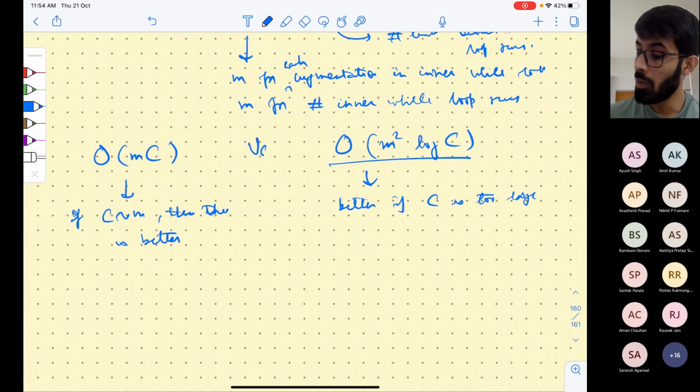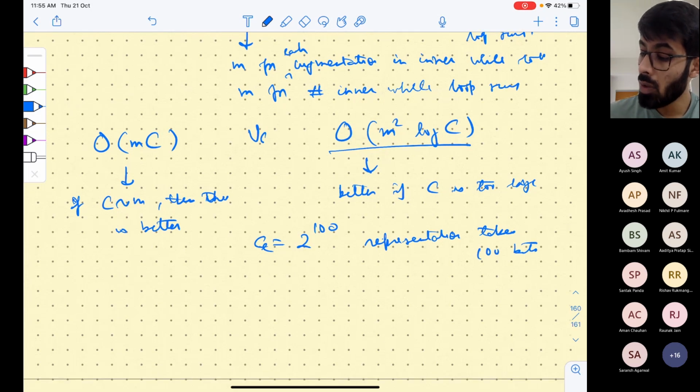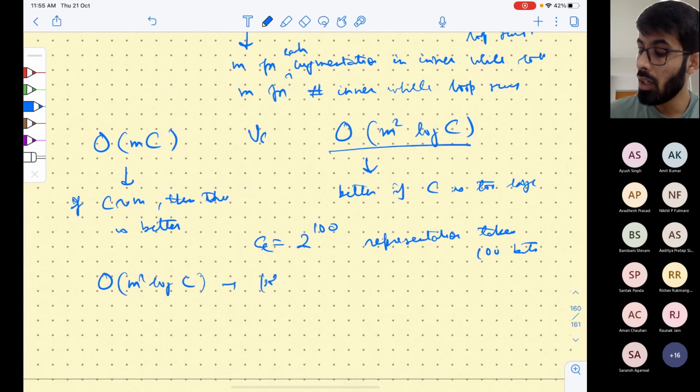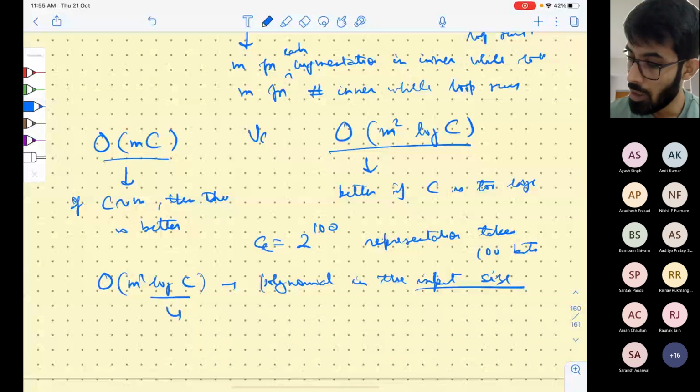But there is something nice about this algorithm: now this is not pseudo polynomial. Why? Because if you have a number, let's say 2 to the 100, if some capacity C was 2 to the 100, then its representation takes only 100 bits. That means order m square log C is actually polynomial in the input size. Because you have to also give the capacities as input, and to represent a capacity C, you need at least log C bits. So this is in the true sense polynomial in the input size. But the earlier one was not, as we saw, because it is what we called pseudo polynomial. Log C is the number of digits needed to represent C.